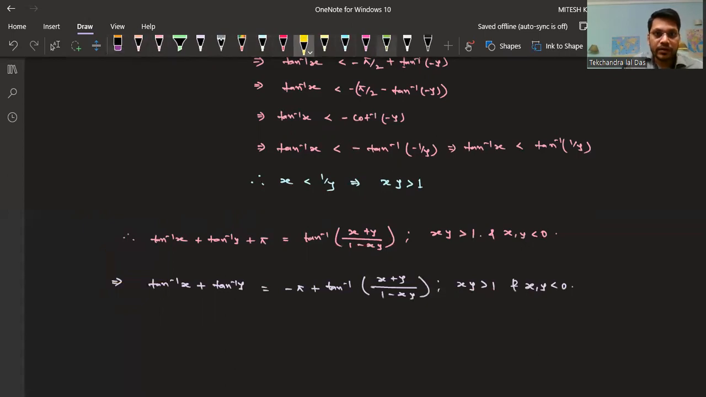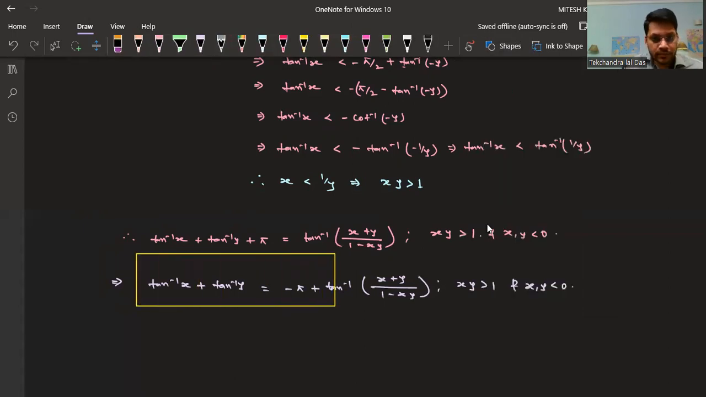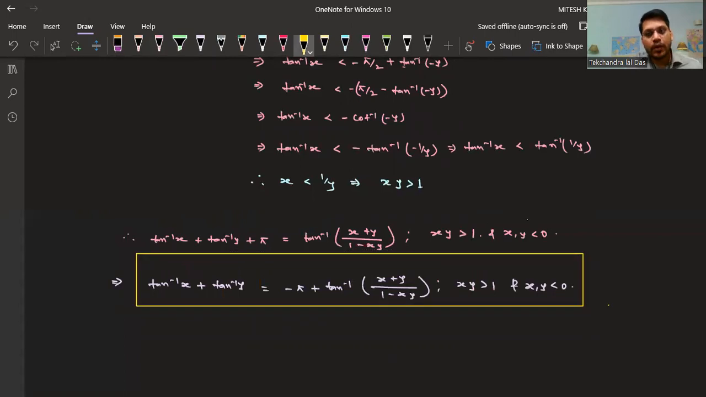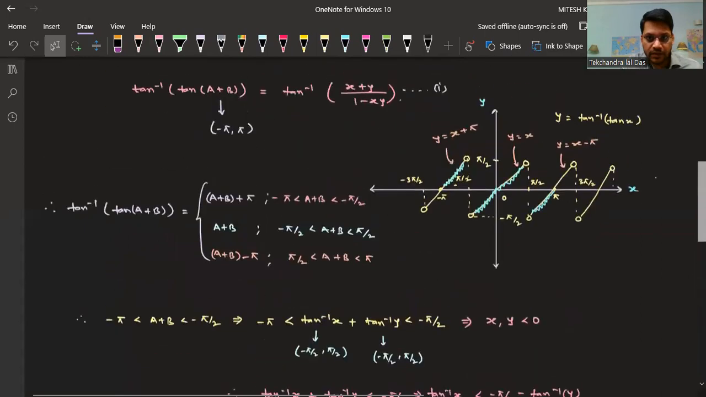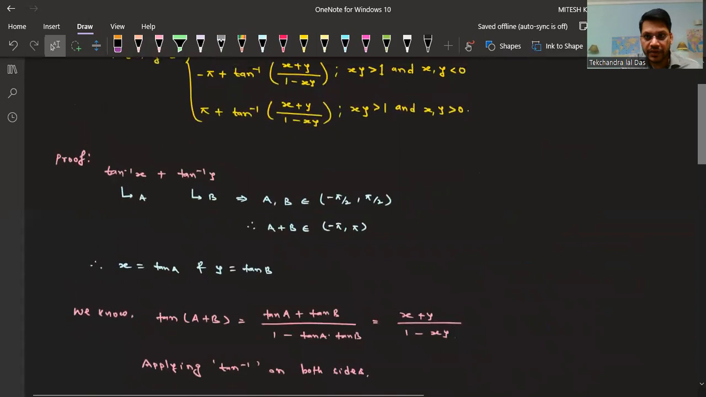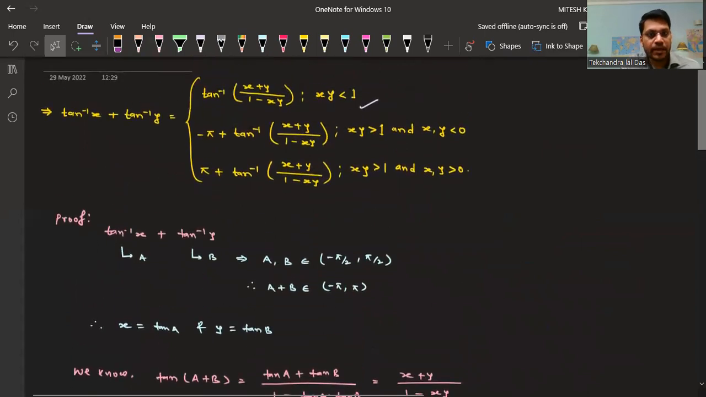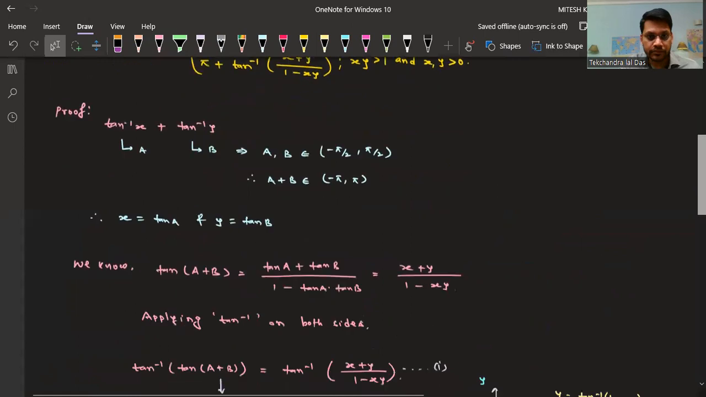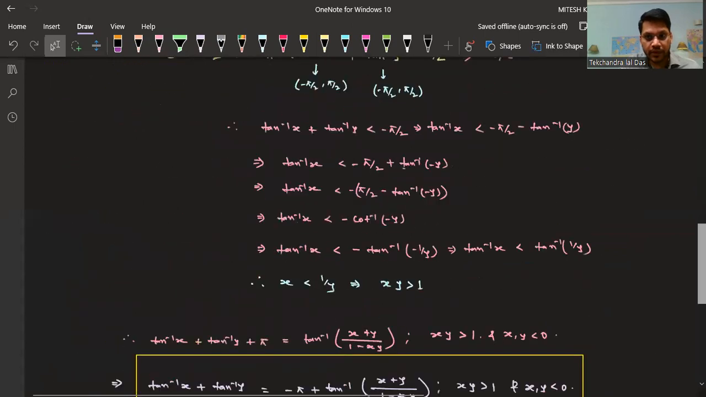Let me cover this branch here. This branch we have proved here, so this was the first branch. Let's see once the original formula here. See, this was the original formula. You can see from here, minus pi plus tan inverse of x plus y by 1 minus xy for xy greater than 1 and x, y less than 0. This we have proved here. Correct?